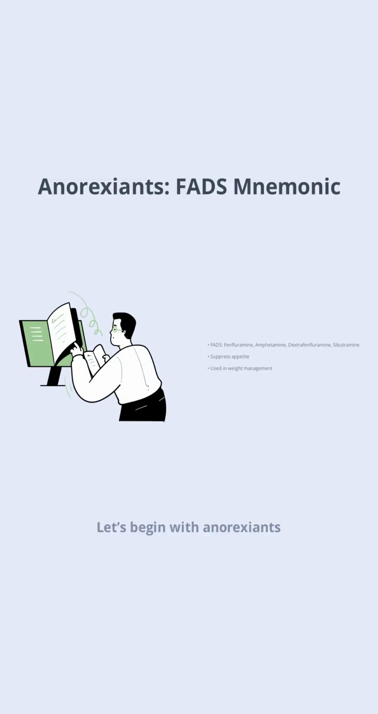Let's begin with anorexiants, drugs that suppress appetite. The mnemonic here is FADS. Each letter stands for a drug: F for fenfluramine, A for amphetamine, D for dextrofenfluramine, and S for sibutramine. These medications are sometimes used in weight management, but it's important to remember their potential side effects and limited indications. Using the FADS mnemonic, you can quickly recall the main anorexiant. This simple trick helps you organize information efficiently, making it easier to retrieve during exams or clinical practice.